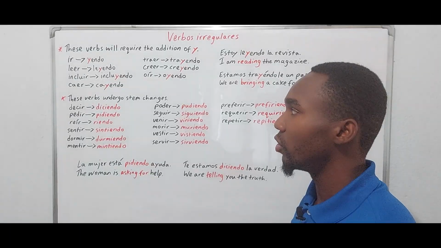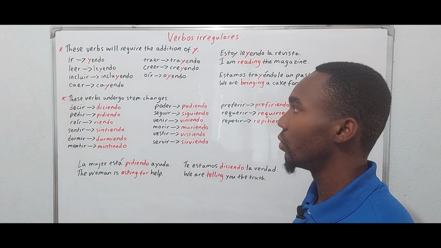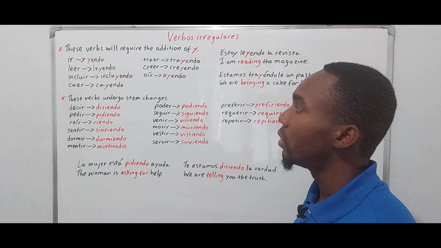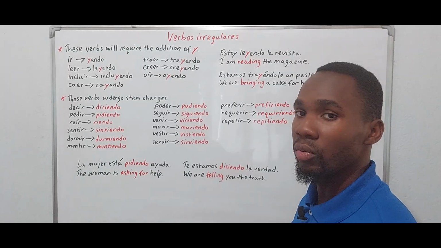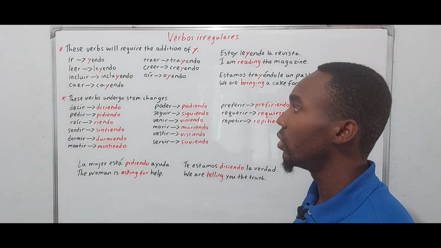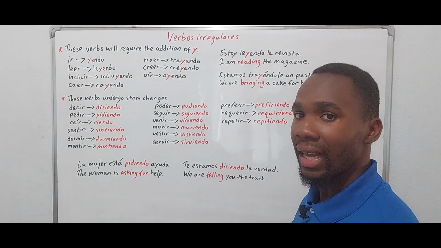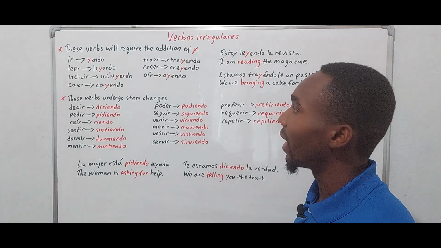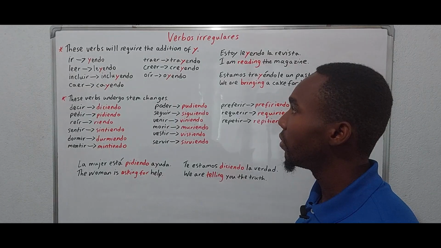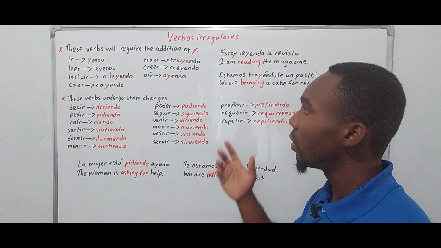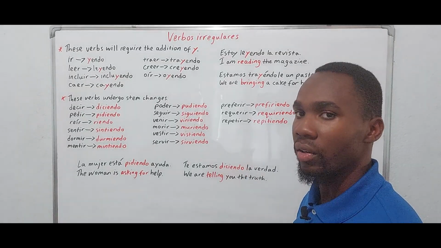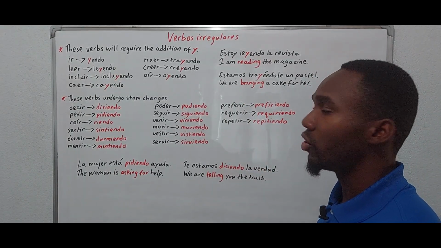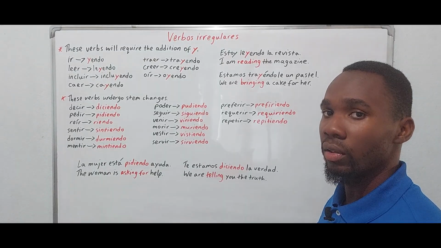Ir, which means to go, becomes yendo. Leer, to read, that becomes leyendo. Incluir, to include, that becomes incluyendo. Caer, to fall, cayendo. Traer, to bring, trayendo. Creer, to believe, creyendo. Oír, to hear, oyendo. Okay? And these are just some examples which utilize the irregular gerunds.